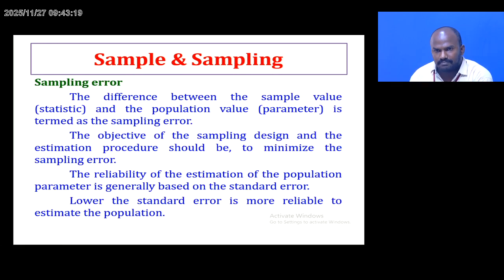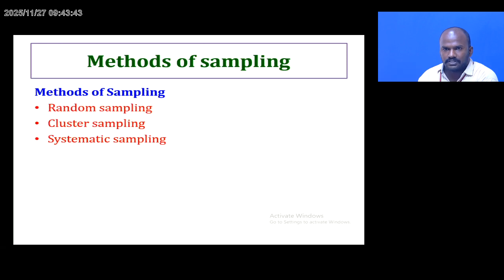Some sampling error will occur in the sampling process. The difference between the sample value and the population value is termed a sampling error. The objective of the sample design and the examination procedure should be to minimize the sampling error. The reliability of the estimation of population parameters is generally based on the standard error. The lower the standard error, the more reliable the estimate of the population.